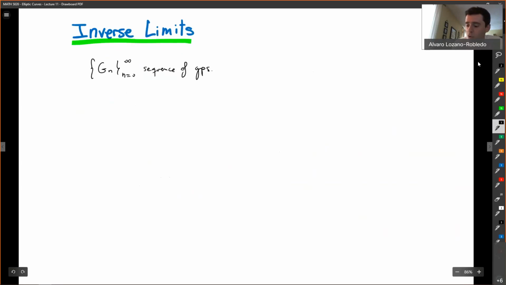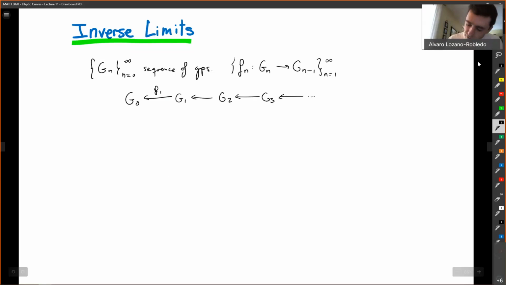And it comes equipped with a sequence of maps also, from each one to the previous group in the sequence. Okay. And so we have a chain: we have G0, and then through F1, G1 is connected to G0, and G2, and G3, and so on. And so this is F2, F3, and so on.